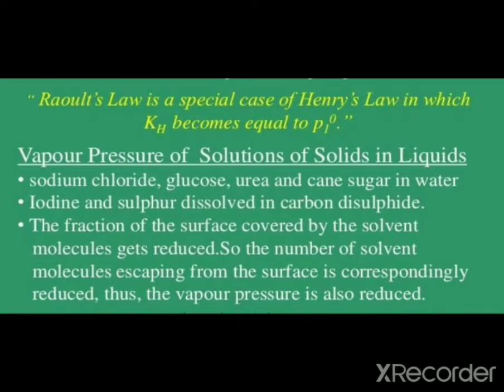Another point is that Raoult's law is considered as a special case of Henry's law. We know that according to Raoult's law, P1 is equal to P1 naught chi1. And according to Henry's law, P is equal to Kh into chi. So Raoult's law becomes a special case of Henry's law when Kh becomes equal to P1 naught.